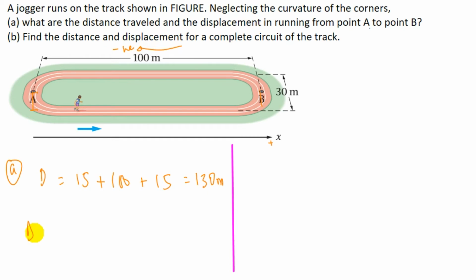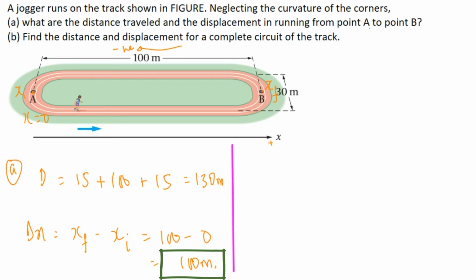Now the displacement delta x, xf minus xi. This is the way we find the displacement. Now this is the initial position for the jogger, and this is the final position. So we can write this is xf and this is xi. So xf we have 100 meter, and xi we can take this to be the origin, x equals 0 here. So 100 minus 0, so this would be 100 meter.